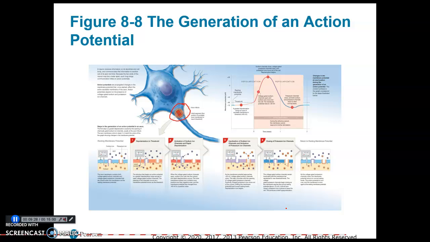And then the sodium channels are going to inactivate. And when they inactivate, no more sodium can come in. And the potassium channels are going to open. And potassium is going to start to move out of the cell. And when that happens, now your voltage is going to go into a more negative direction.